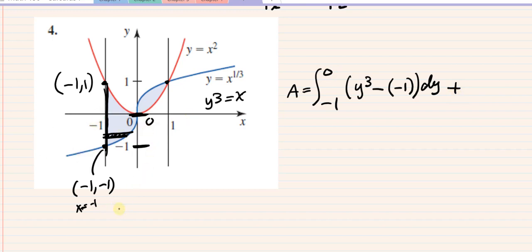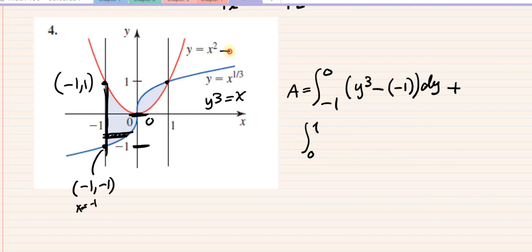Okay. And for this portion of it, now we need to add that area to it. Plus, that's going to be the area that goes from 0 to 1, from 0 to 1 here, right? That's where it's going to go. And now we have the red curve on the right side.